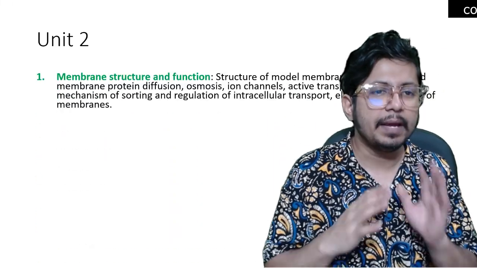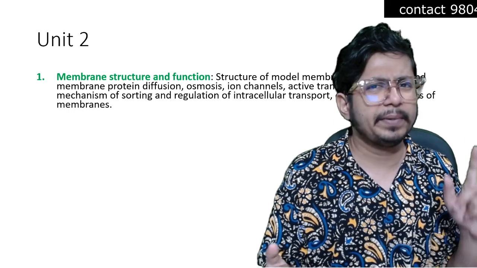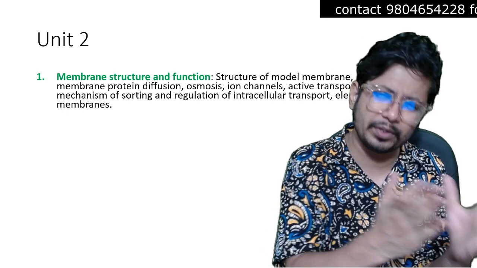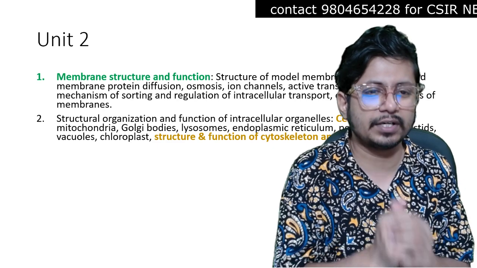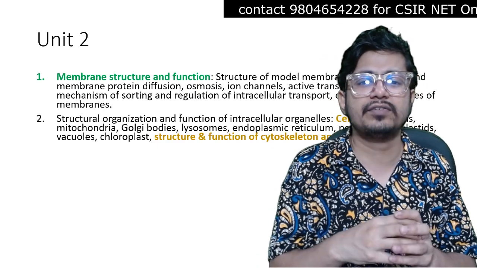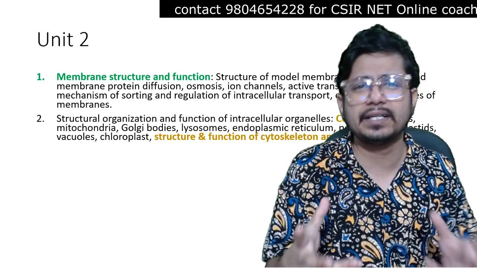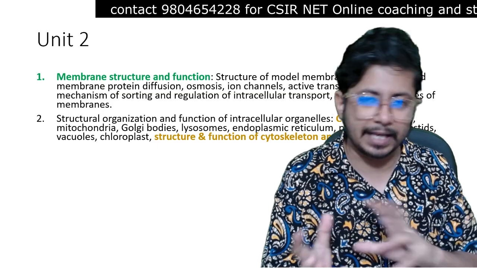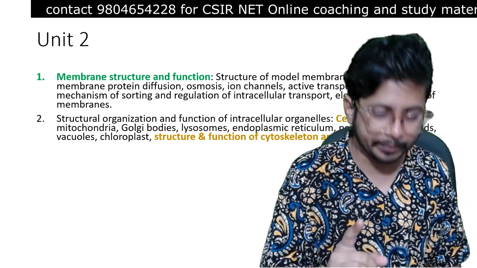Starting with membrane structure and function. Cell membrane structure and function is very important. Be it the structure or the function of the membrane, both are important, though structure is a little more important than function. Next, we have the structural organization and function of intracellular organelles. In organelle structure and function, the cell wall is important, and the cytoskeleton as an organelle is most important among all. So these are the two moderately important ones.